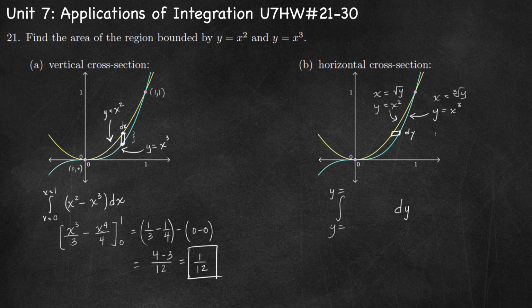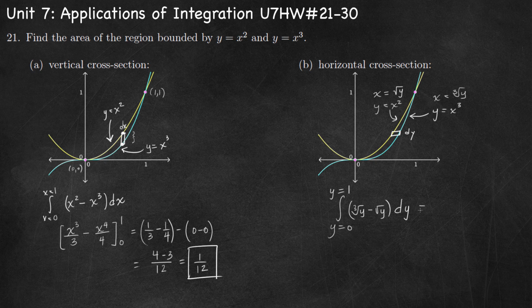So we want now to integrate right minus left, which is cube root of y minus square root of y. And we're integrating from a y value of 0 all the way up to a y value of 1.